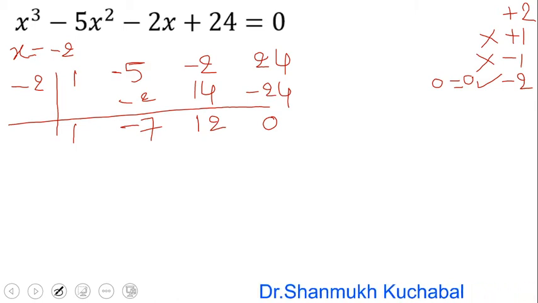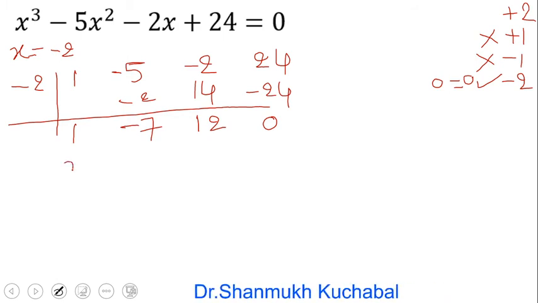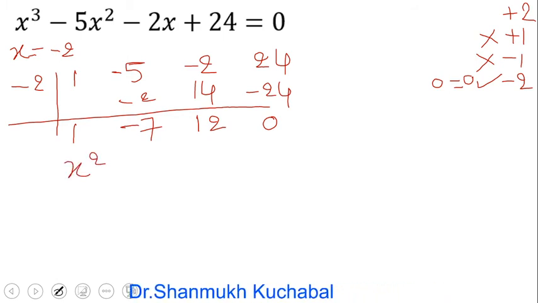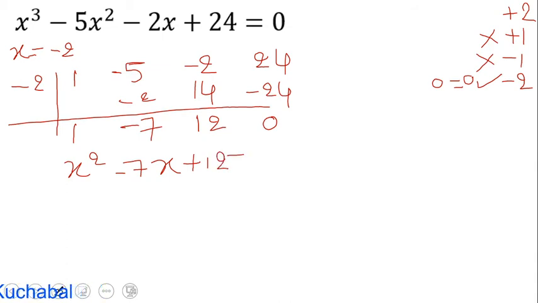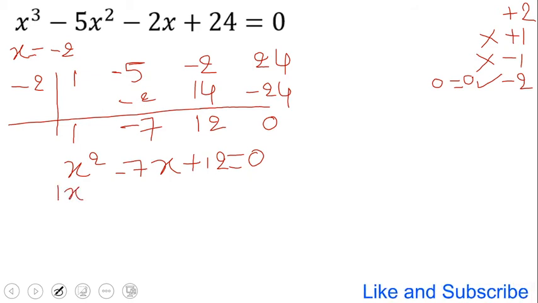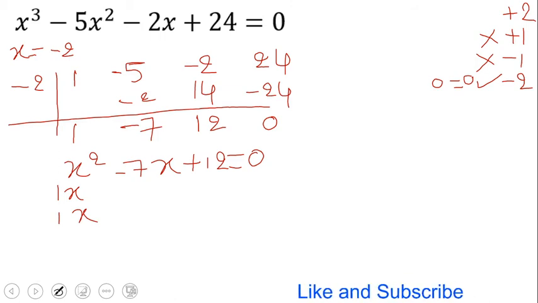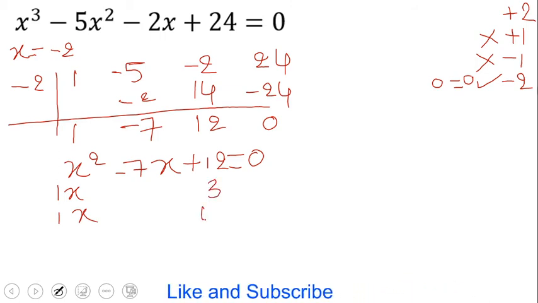So decrease one power, we get a quadratic. So x square, take the same coefficient as in this equation, minus 7x plus 12 equal to 0. Then use the factorization method. The x square coefficient is 1, so the factors are 1 into x, 1 into x. And for 12, 3 fours are 12.